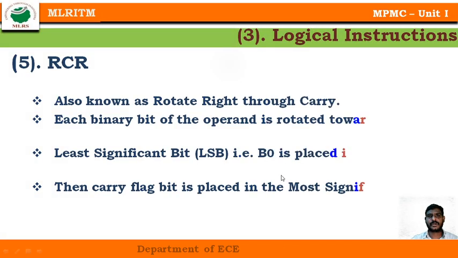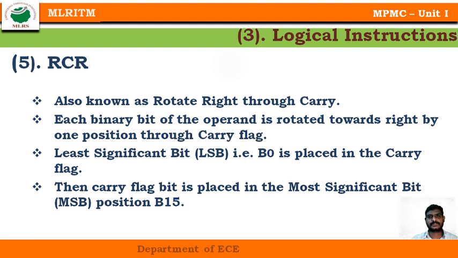Now the rotate instruction, rotate right through carry, RCR, means that each binary bit of the operand is rotated towards the right by one position through the carry flag. The least significant bit, B0, is placed in the carry flag, and the carry flag bit is placed in the most significant bit, B15, so that it is a rotating operation. Shifting is shifting the bits and the empty position is filled with new data, whereas in rotate instructions, data is rotated from B1 to B15, with or without the carry.